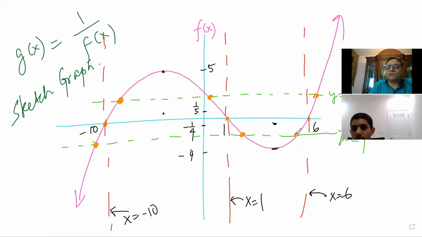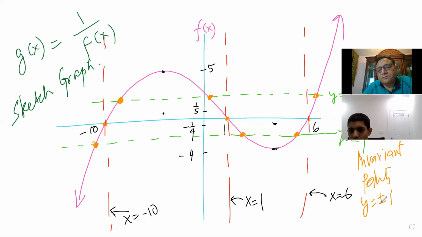Are you understanding the method? So easy, right? So then you mark invariant points, where we are looking at y equals plus or minus 1. Clear? More or less, we're done. And in between, we call those points in between the local maximum and minimum. Is it okay? And we do that reciprocal, which we did. Now, I think we have the vertical asymptotes. We know that the positive side will remain positive, the negative side will remain negative. Correct? Let's work on the negative portion.